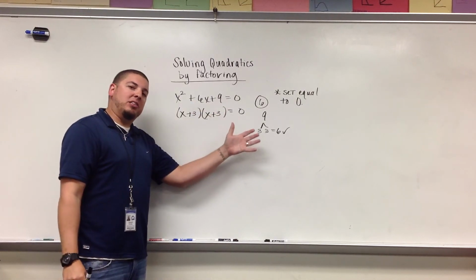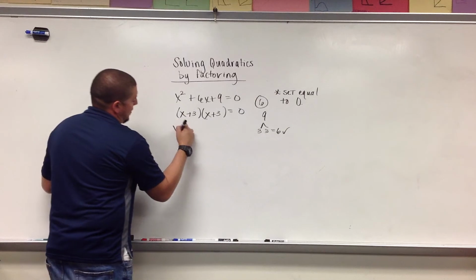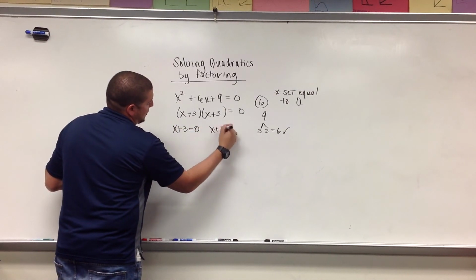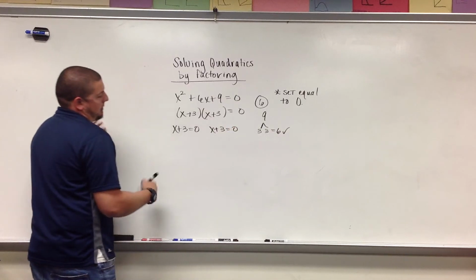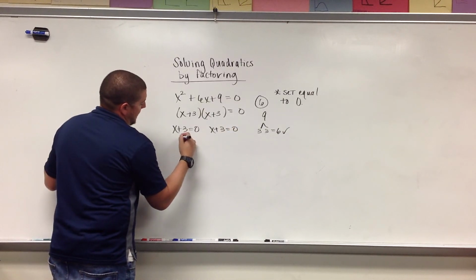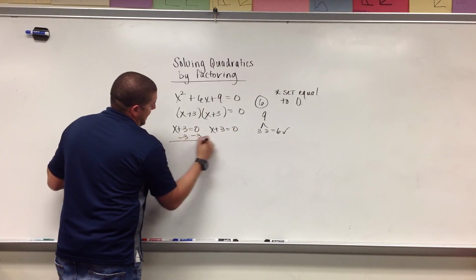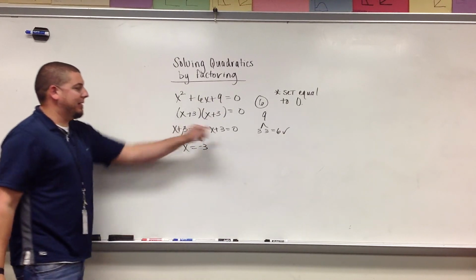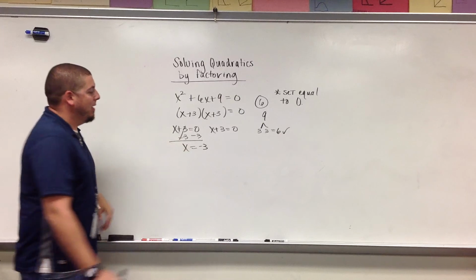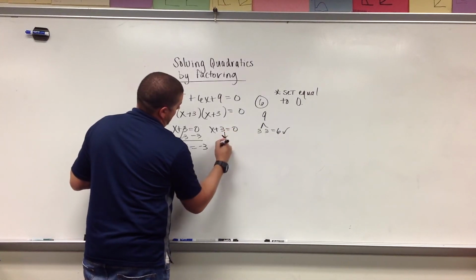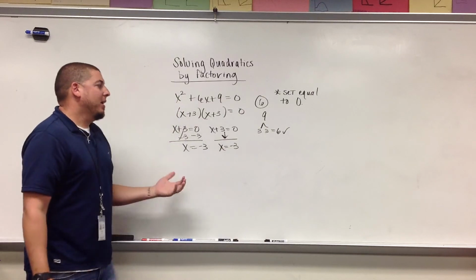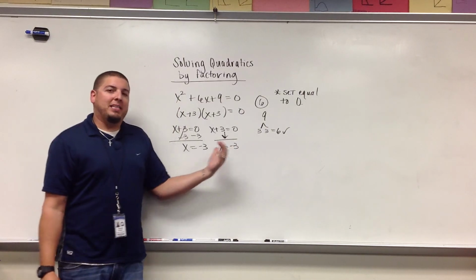Remember, the next thing to do is set those factors equal to 0. So now I have x plus 3 equals 0 and x plus 3 equals 0. Now solve for x. Subtract 3 from both sides. x is equal to negative 3. Well, common sense tells you both of these are exactly the same. So even if I do this, it's going to be the same thing, which is x is equal to negative 3. This is an example of a double root.